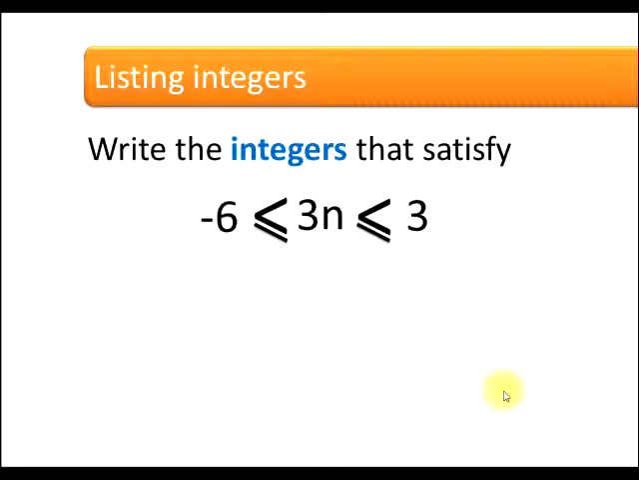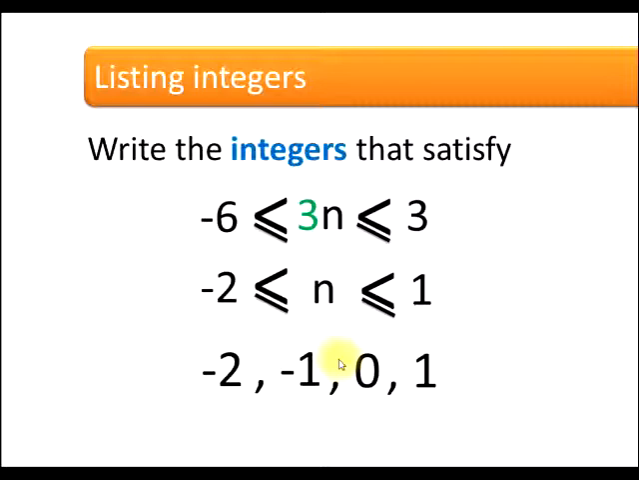Let's have a look at another one. This time it's 3n, and the inequality signs have changed. So we're going to rewrite this just with n, so 3 lots of everything we have at the moment, so we need to divide everything by 3 just to find 1 lot. So 3 divided by 3 is 1, and minus 6 divided by 3 is minus 2. So this time we can include these numbers, so it has to be minus 2 or more, and less than or equal to 1. And there we have it.